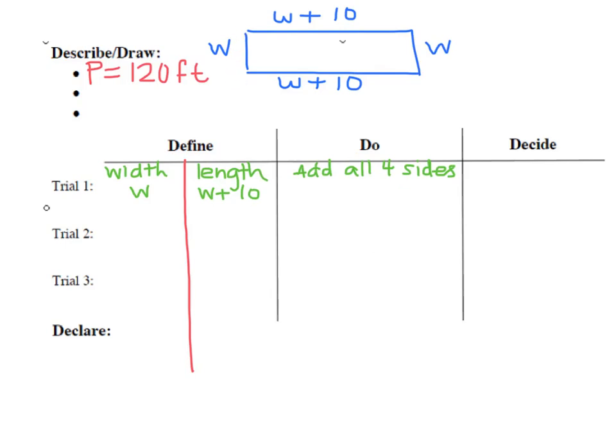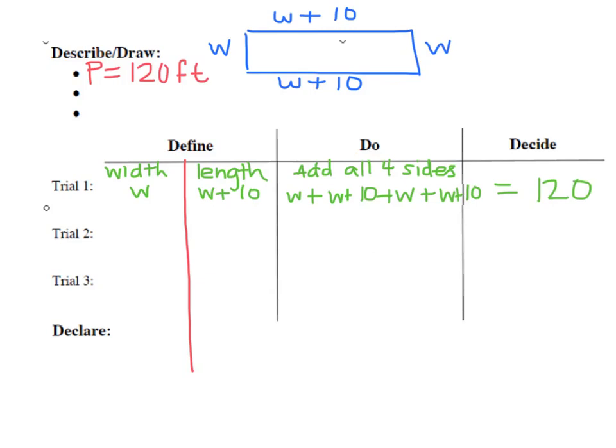Underneath it, I'm going to show me adding all 4 of these sides. So I have W, plus the bottom, which is W plus 10, plus the other side, which is W, plus the top, W plus 10. Okay, that's my do step. And then your last column says decide. That means, what do you need it to equal? Well, I need my perimeter to equal 120. So my answer needs to be 120.